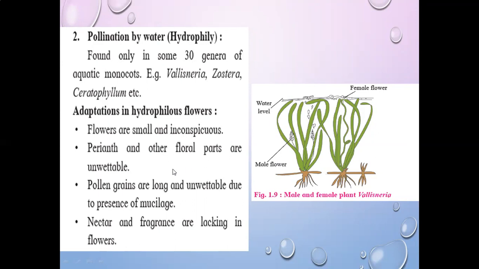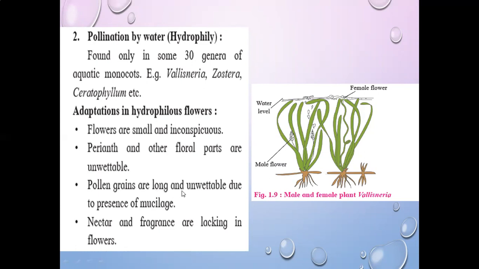Perianth and other floral parts are unwettable. You know what perianth is? Perianth is the type of flower in which sepals and petals are attached to each other. You cannot distinguish between sepals and petals as they are united. So perianth and other floral parts are unwettable, म्हणजे ते ओले नाही होत. There is a mucilaginous covering, due to which they cannot get wet in water.